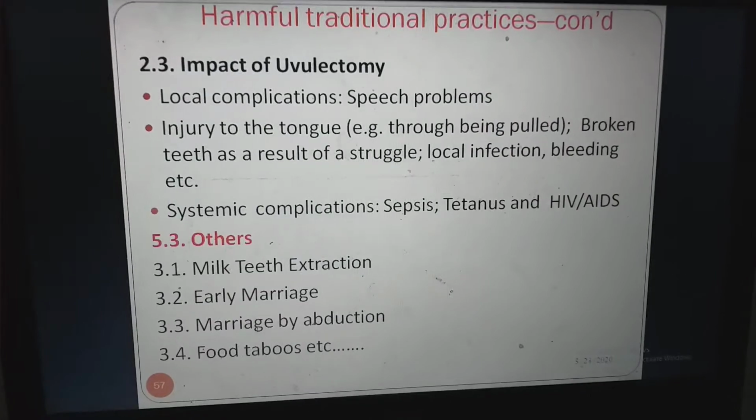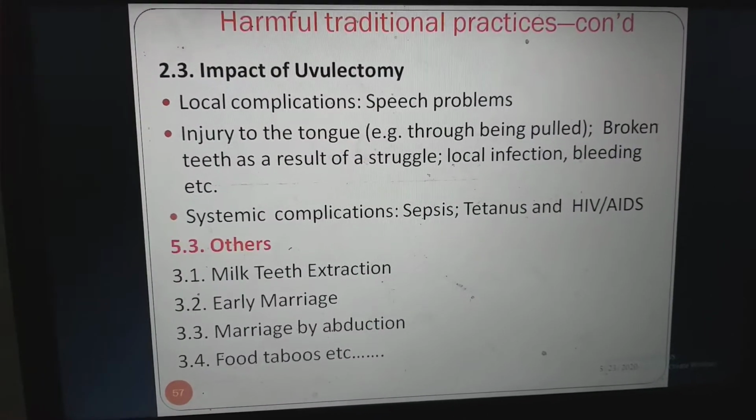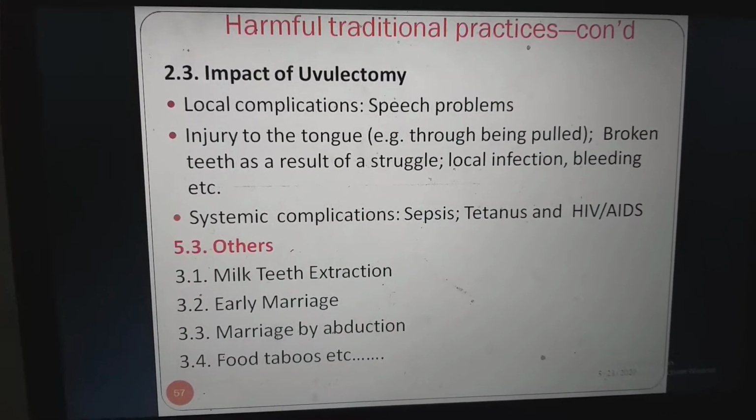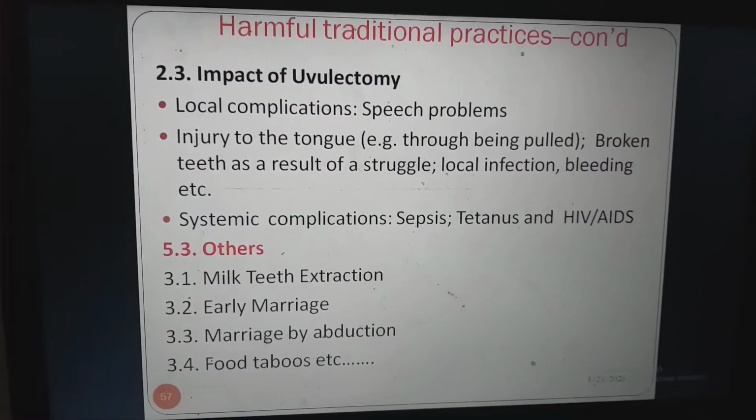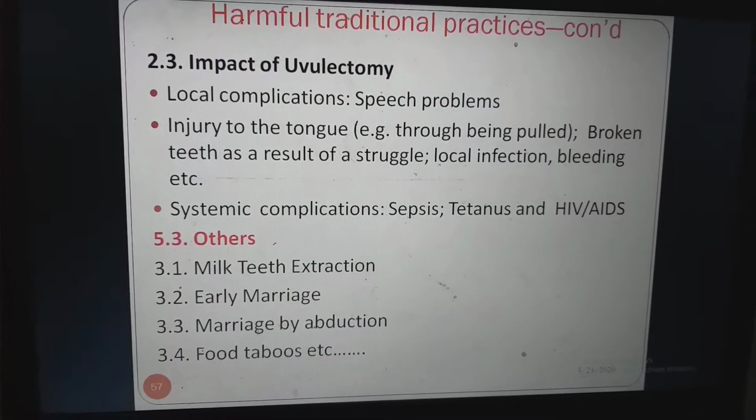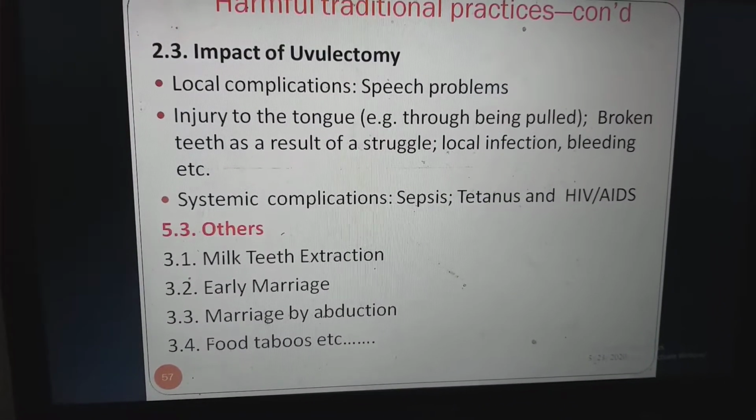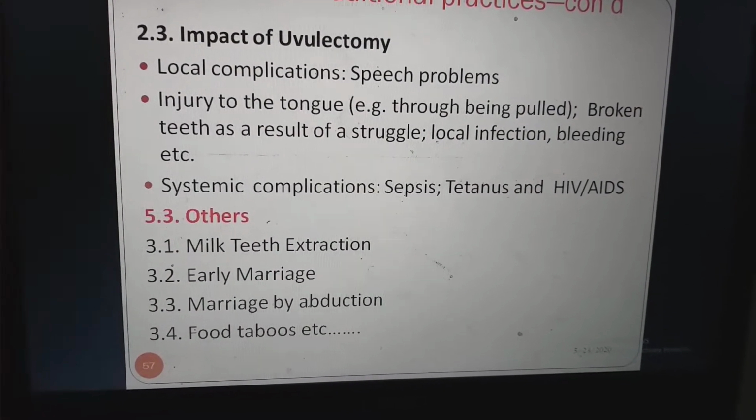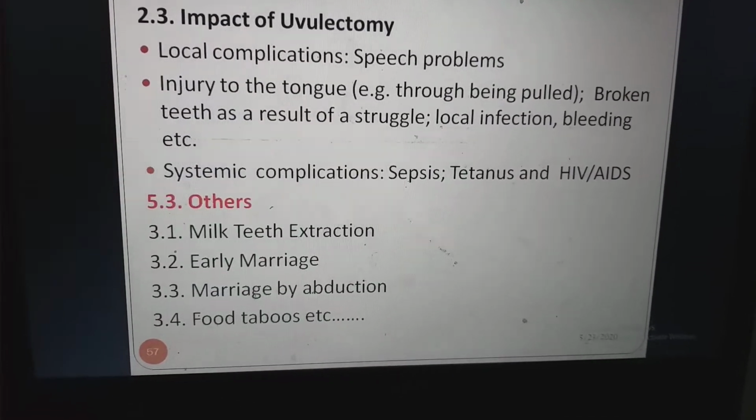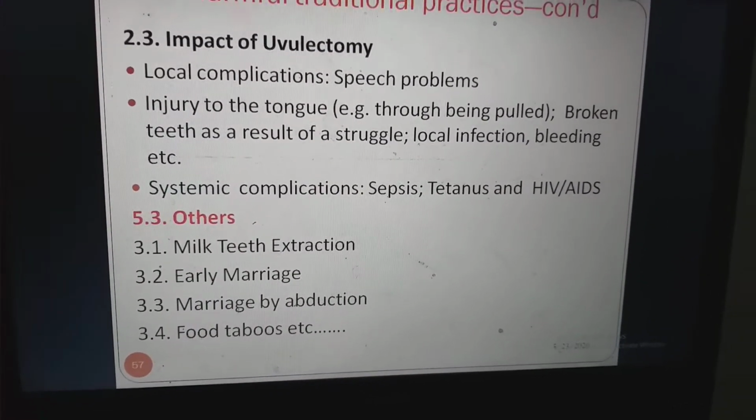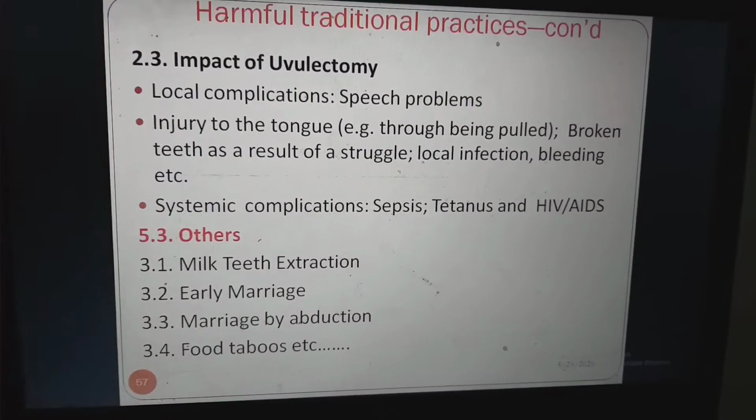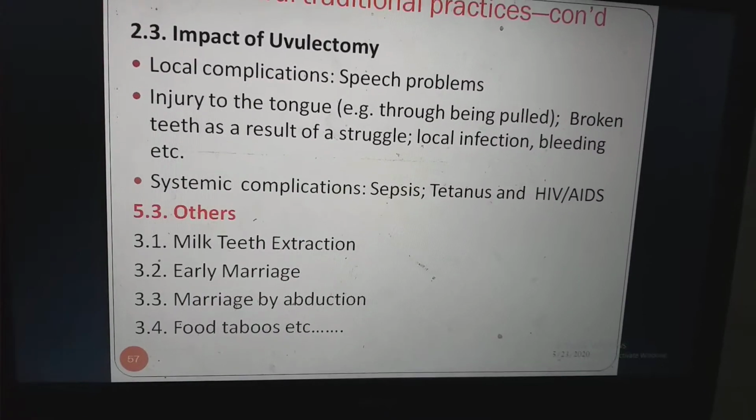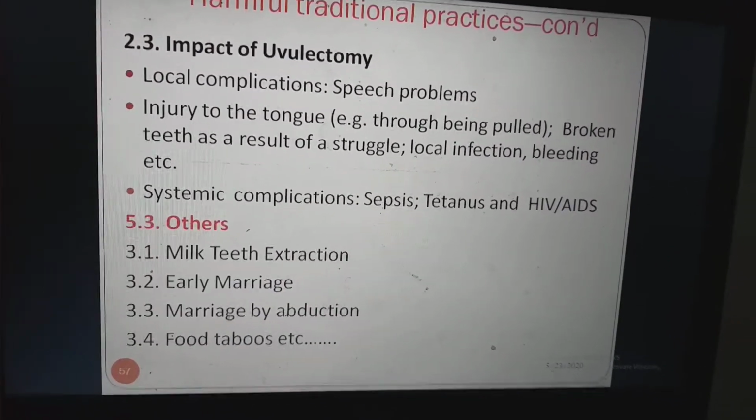Good. What is the impact of this uvulectomy? Local complications like speech problems, injury to the tongue through being pulled, broken teeth as a result of struggle, local infection, bleeding. Systemic complications: maybe sepsis develops, infection develops, tetanus and HIV again. Others are milk teeth extraction or early marriage, the most common. Especially this is most common in the Somali region. It can be Puntland or Somaliland or what we call Tigray Somali.